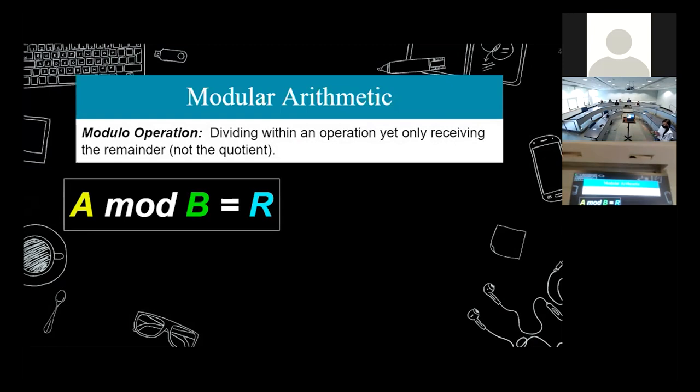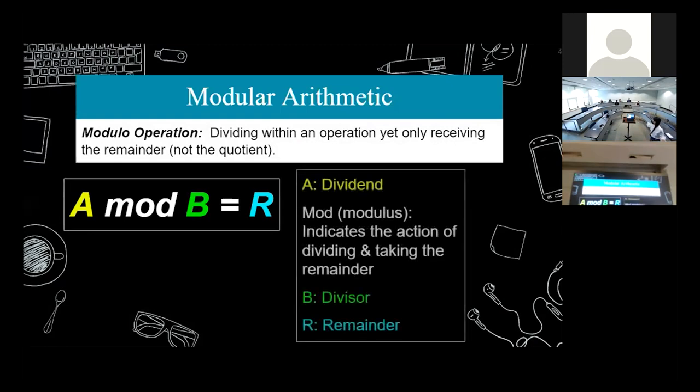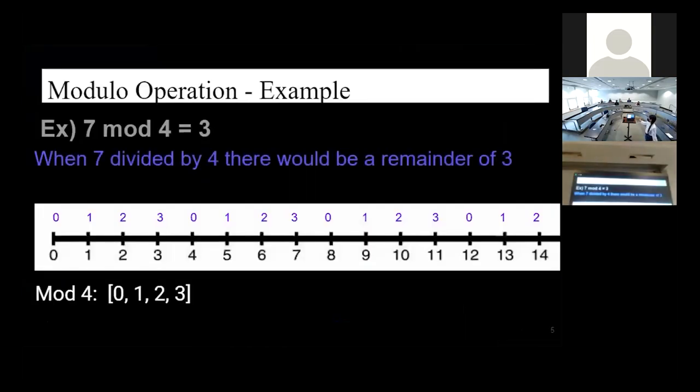The structure goes: there's a dividend, which is A, then we have mod, also called modulus, which indicates the action of dividing and taking the remainder. B is our divisor and R is our remainder. To go further, here's an example: 7 mod 4 is 3. When 7 is divided by 4, the remainder is 3.